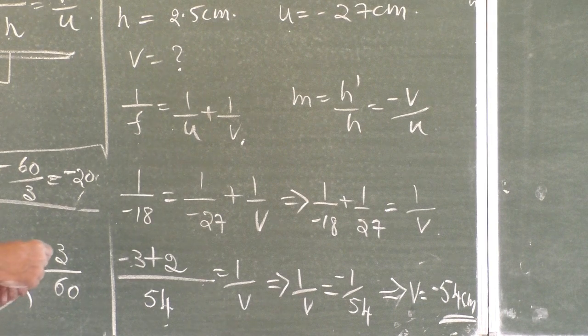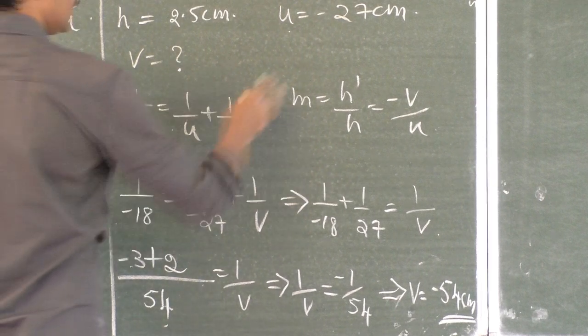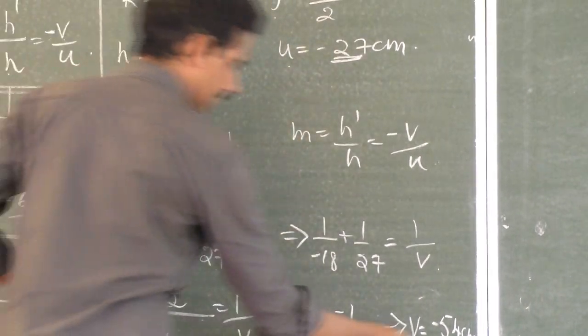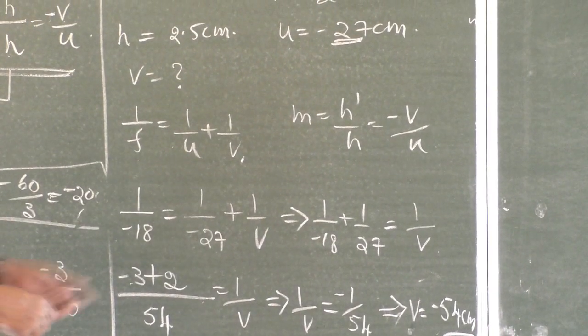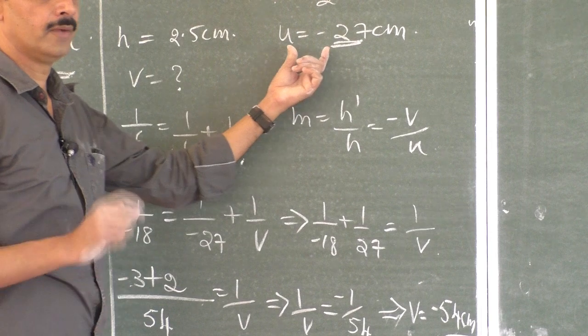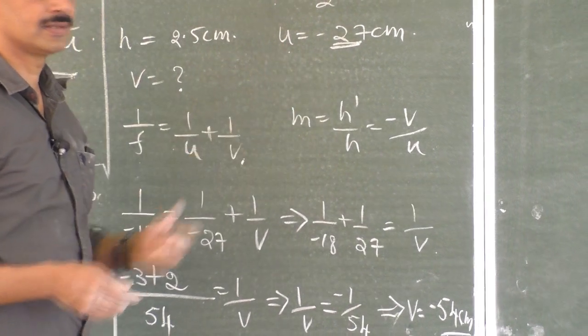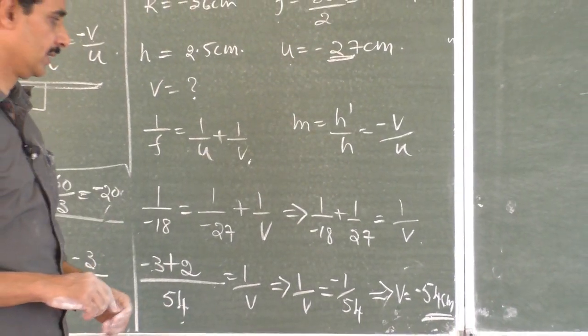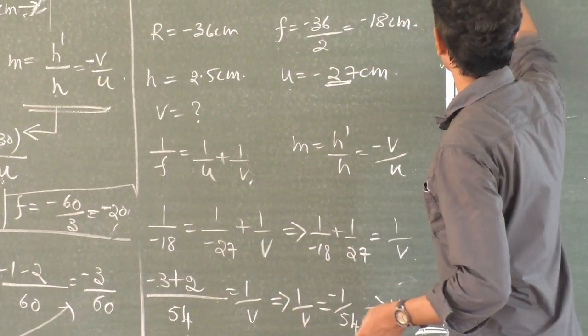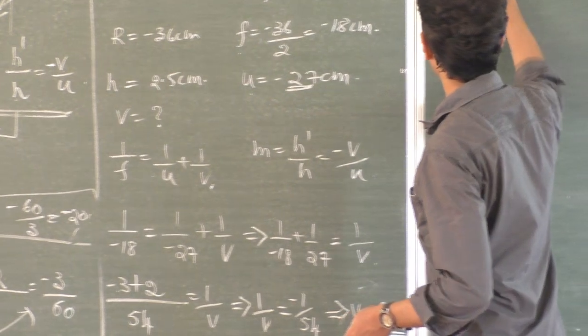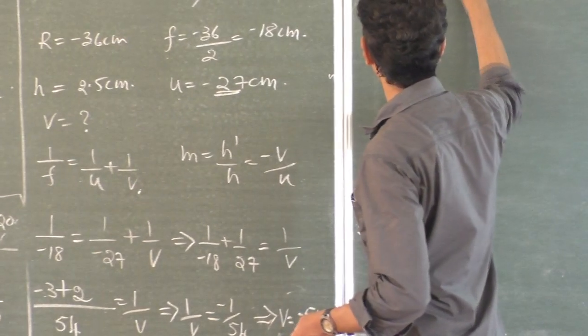Now, if you just look into the object distance and image distance, we can conclude right now. Object distance is 27 and image distance is minus 54. That means image is formed away from the center, object is between focus and center. So it is an enlarged, inverted real image. So how to prove it? Take the formula of magnification. M is equal to h dash by h is equal to minus v by u.